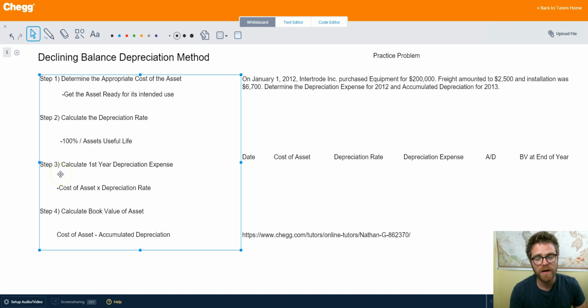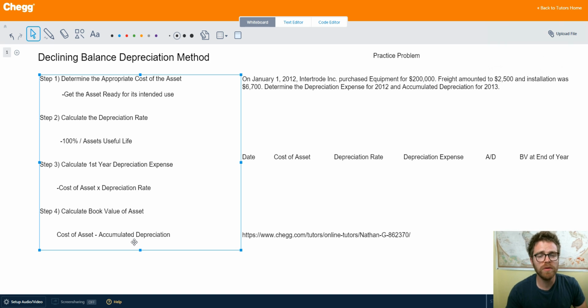Step 3 here, you're going to calculate that first year depreciation expense. So you take the cost of the asset and multiply it times the depreciation rate that you found in step 2. Step 4, you're going to calculate the book value of the asset. Take the cost of the asset and subtract out any accumulated depreciation. Accumulated depreciation is just the sum of all your depreciation expenses from year to year. Now, this is a simple 4-step formula that you can use.